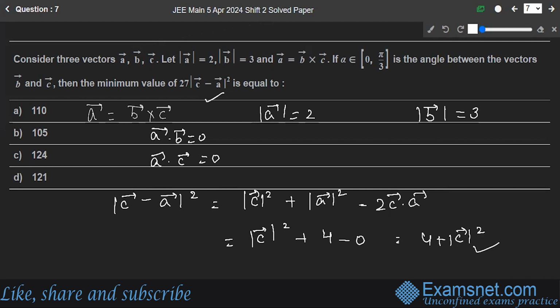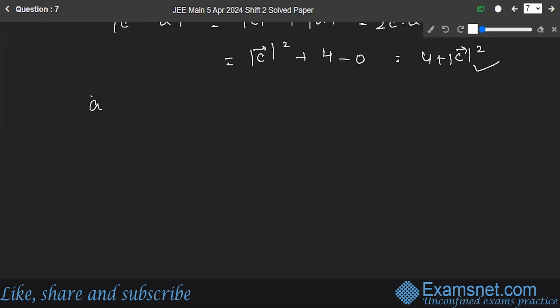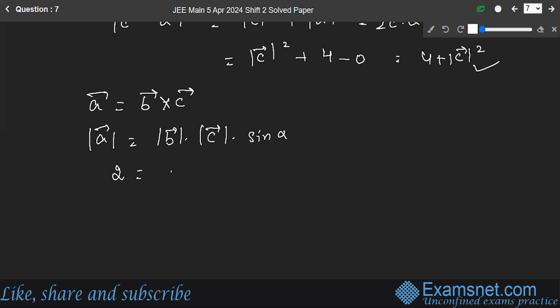Let's find out the magnitude of C now. For that, let's pick up this equation. You have A is equal to B cross C. So this will be given by the magnitude of B, magnitude of C, and sine of the angle between them, which is alpha. And the magnitude of A is equal to 2 in the question. Magnitude of B is 3 in the question, and this is equal to this. So 2 by 3 sine alpha is equal to the magnitude of C.